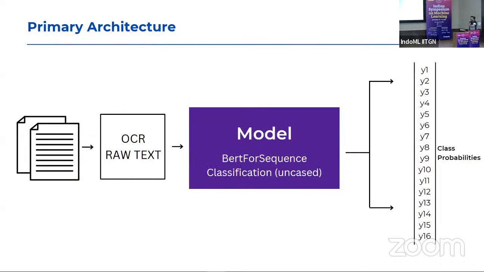Our primary architecture was something like this: we have the documents, and then we pass the raw text to BERT for sequence classification, and we generate the output probabilities. That was the simple architecture we were considering at the start, and it was producing nice results, but not nice enough to be used in a real scenario. What happened?